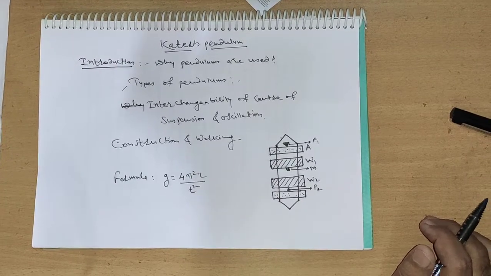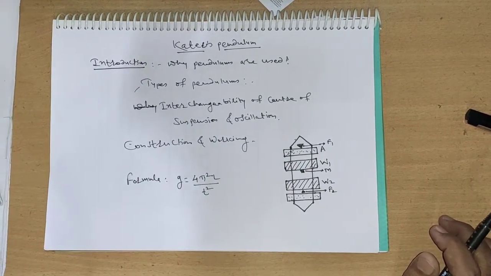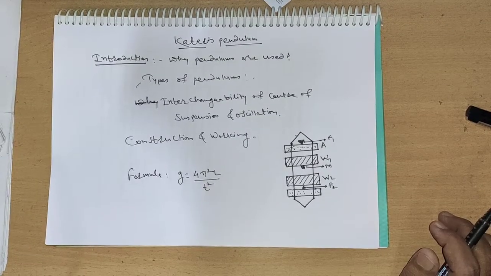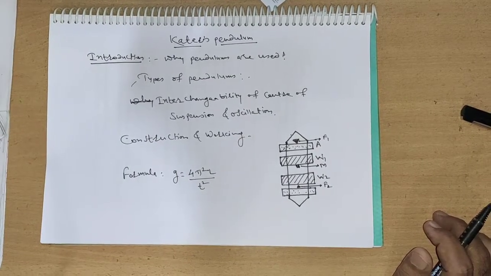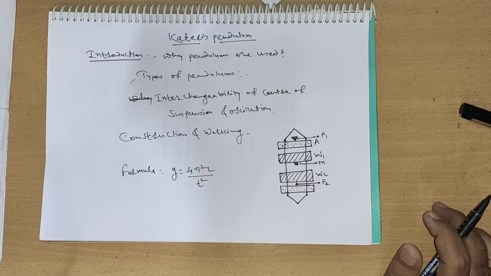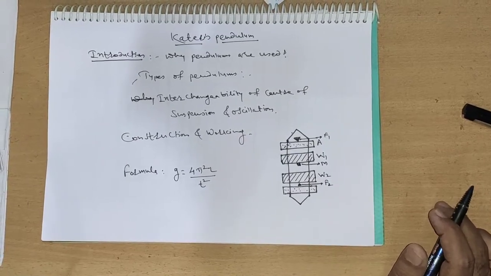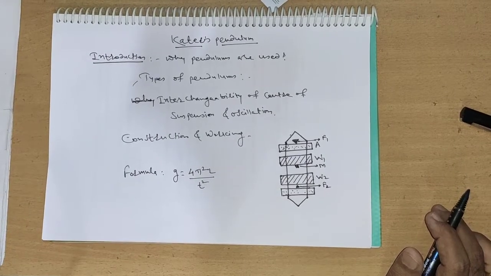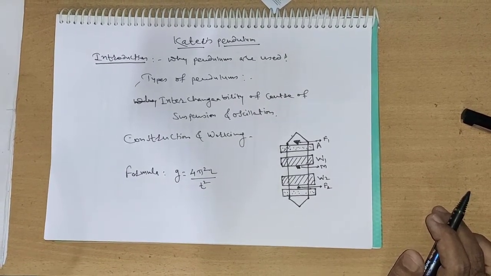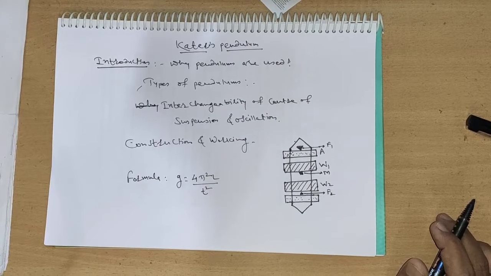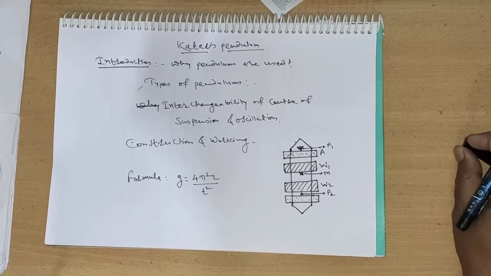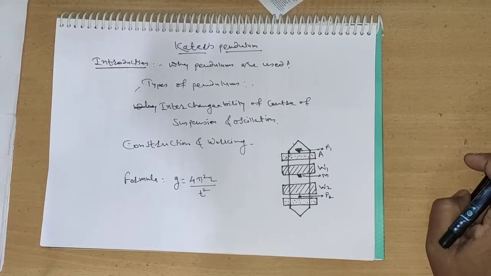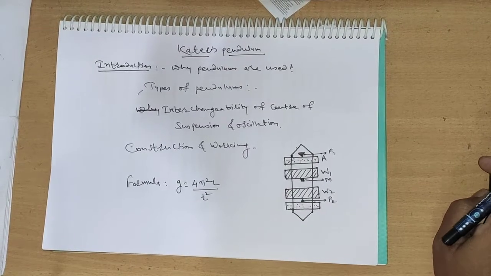Therefore, the value of g differs from place to place, being the greatest at the poles and the least at the equator. Its value for all practical purposes is however taken to be 981 centimeter per second square in the CGS system and 9.8 meter per second square in the SI system.